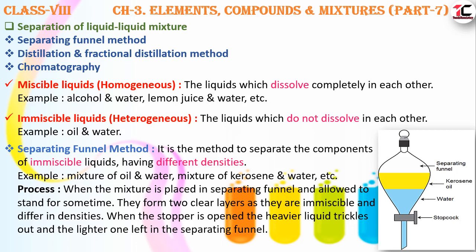Here is the separating funnel. In the separating funnel, we have taken water and kerosene oil. As they are immiscible and have different densities, they are separated. Water, having more density, is at the bottom, and kerosene oil, having less density, is above the water. When we open the stopper, the water trickles out slowly, and when the kerosene oil comes very close to the stopper, we close the stopper. In this way we can separate kerosene oil and water from the mixture.